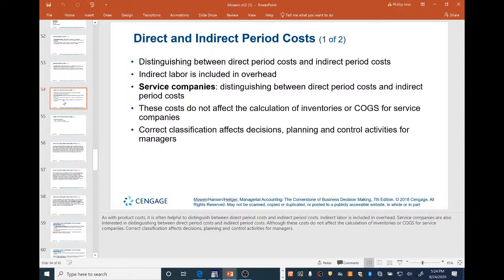Okay. So direct and indirect period costs. Distinguishing between direct period costs and indirect period costs. Indirect labor is included in overhead. Service companies also distinguish between direct period costs and indirect period costs. These costs do not affect the calculation of inventories or cost of goods sold for service companies. Correct classification affects decisions, planning, and control activities for managers.